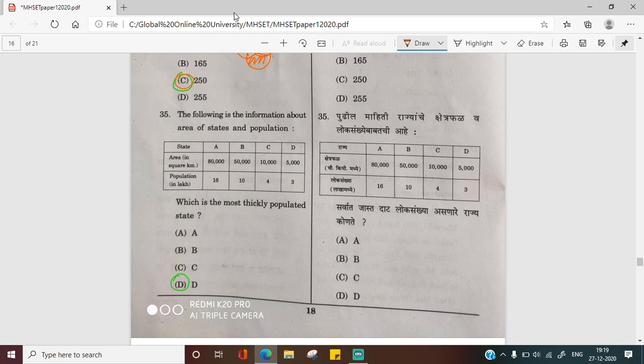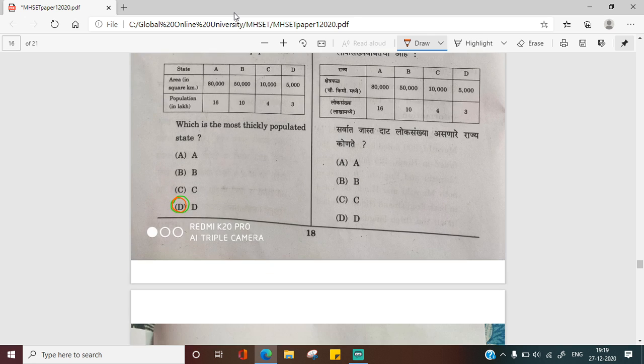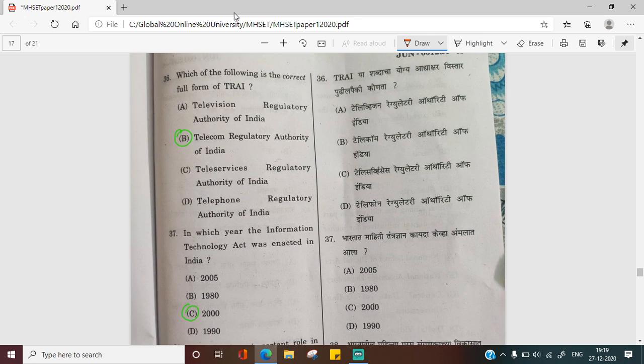Which is the most thickly populated state? So there we have been given some data and you had to find which is most densely populated. The right answer is option D. Okay, state D. Question number 36. Which of the following is the correct full form of TRAI? It is Telecom Regulatory Authority of India. Option B is the right answer.